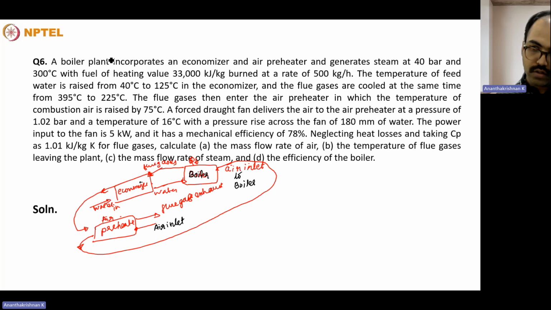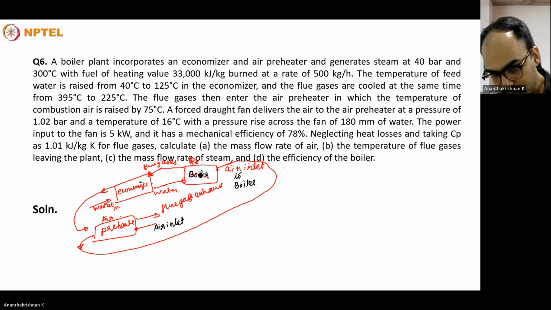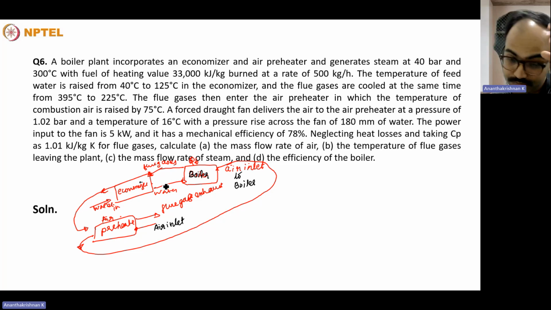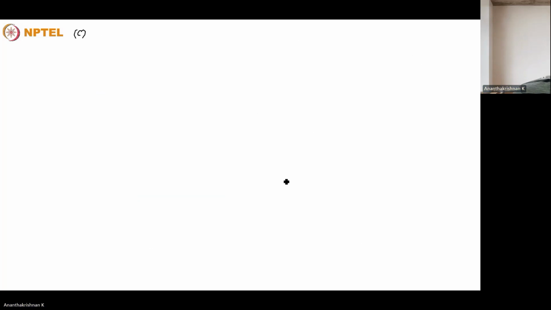The third part of the question is we have to determine the mass flow rate of the steam and then the efficiency of the boiler. So mass flow rate of the steam is the water flow rate. So we know everything regarding flue gas right now. We can use the economizer energy balance to get the mass flow rate of the steam.